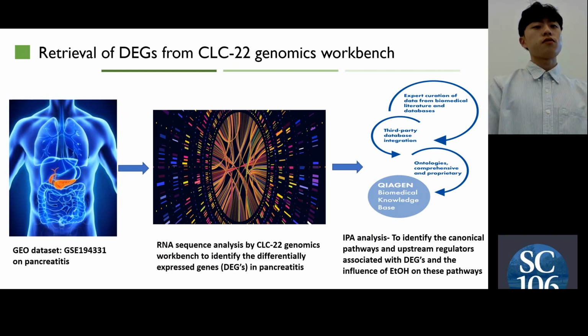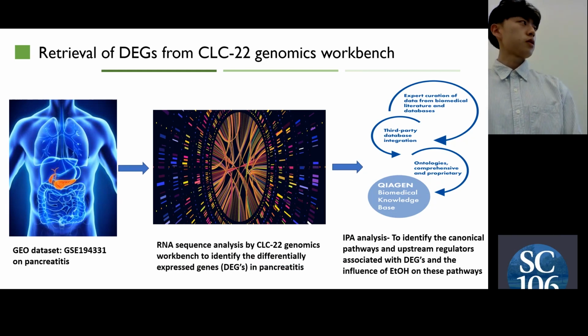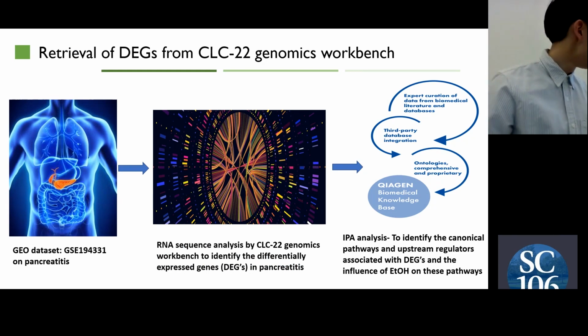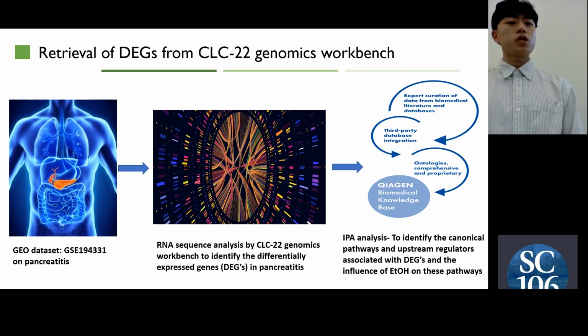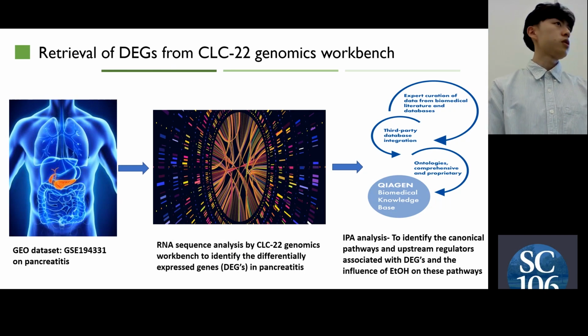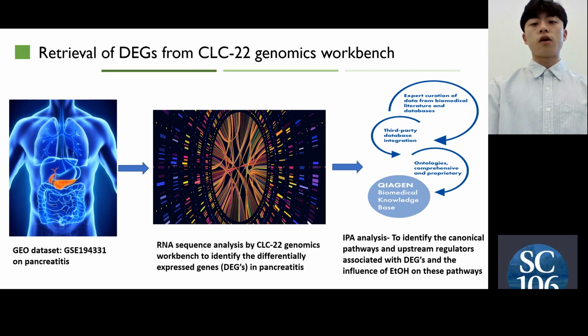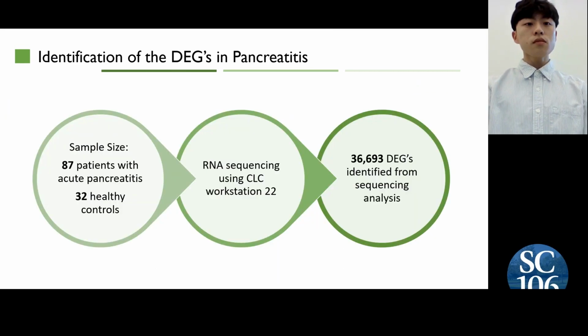This is more specific on how we retrieved the DEGs from the CLC Genomics Workbench. We accessed the GEO data set with the code here. There were 119 patients, either with pancreatitis or as healthy controls, and they were RNA sequenced using the CLC Genomics Workbench to find any DEGs between the two sets. Then they were uploaded to IPA to identify any canonical pathways or upstream regulators associated with the DEGs and how they are influenced by ethanol.